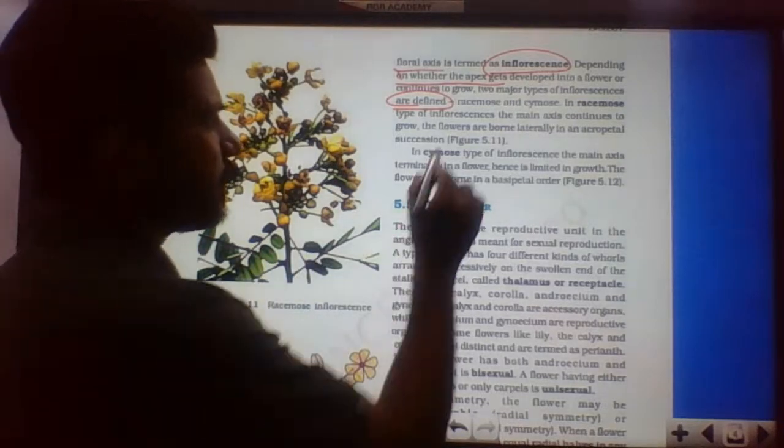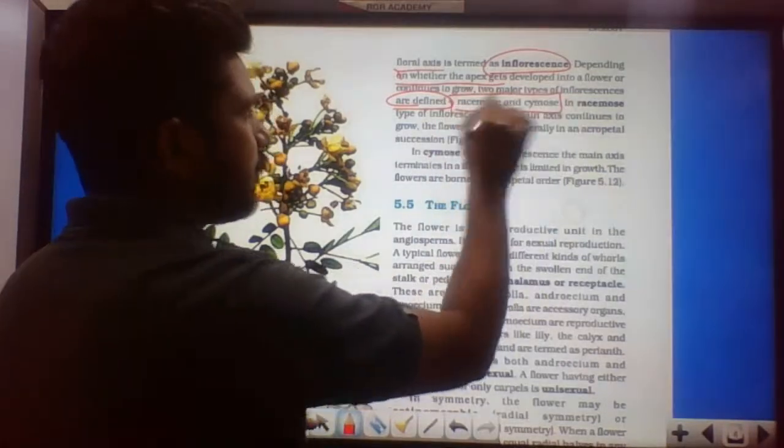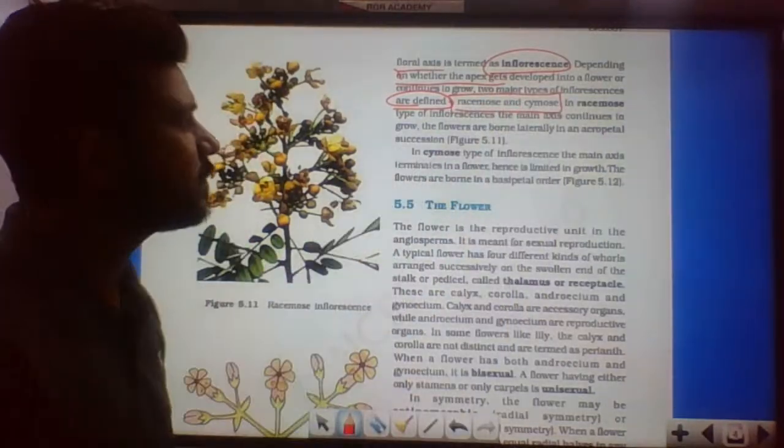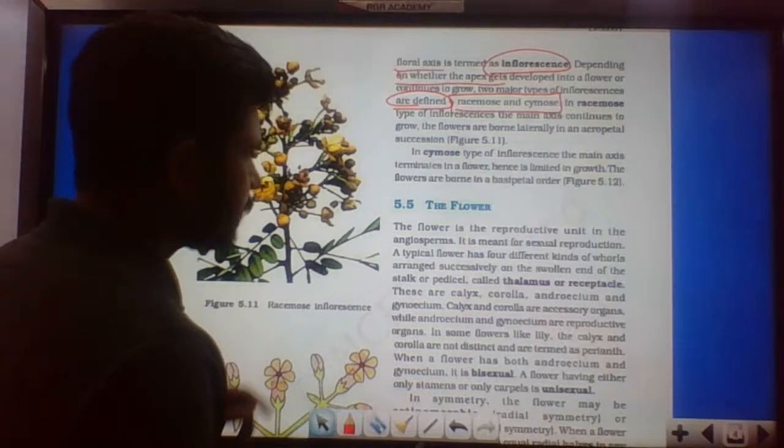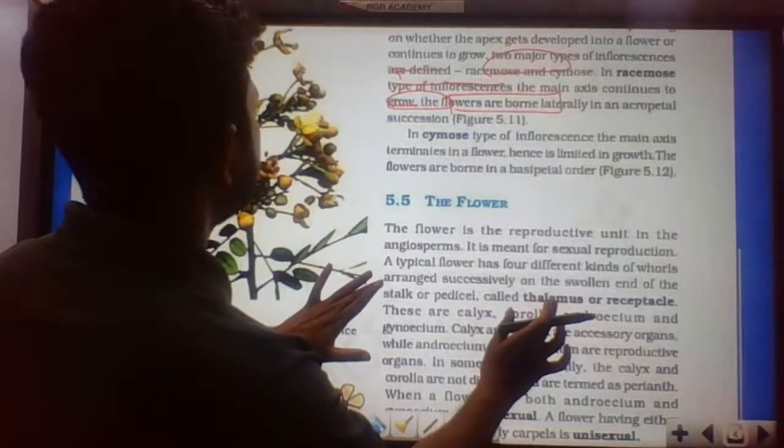There are two types of inflorescence. One is racemose, another one is cymose. Let us enlarge this one.